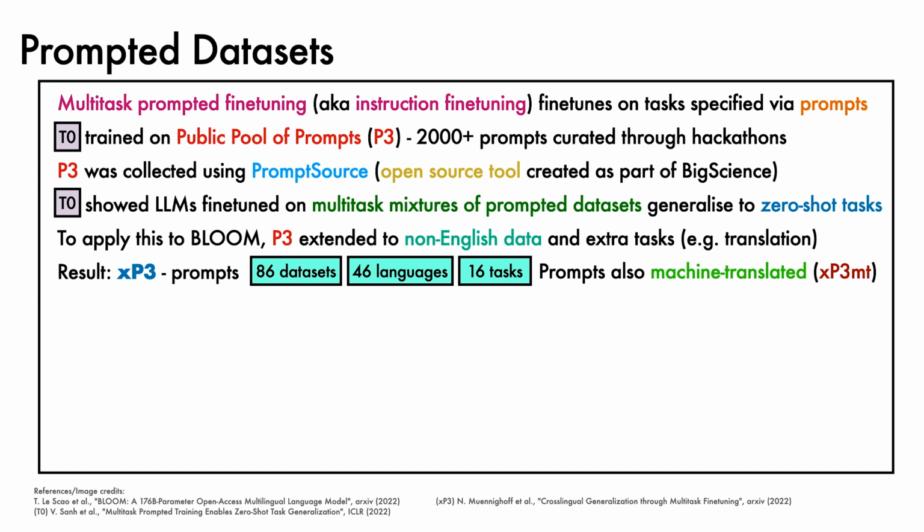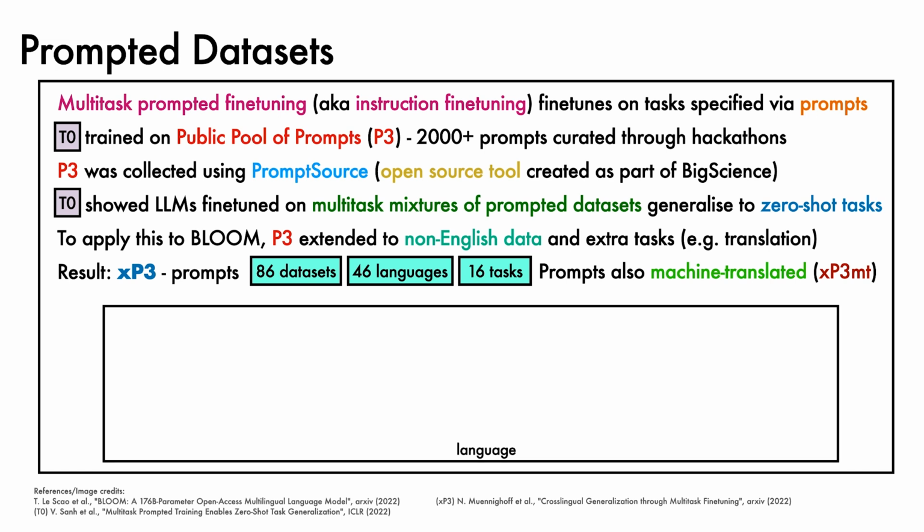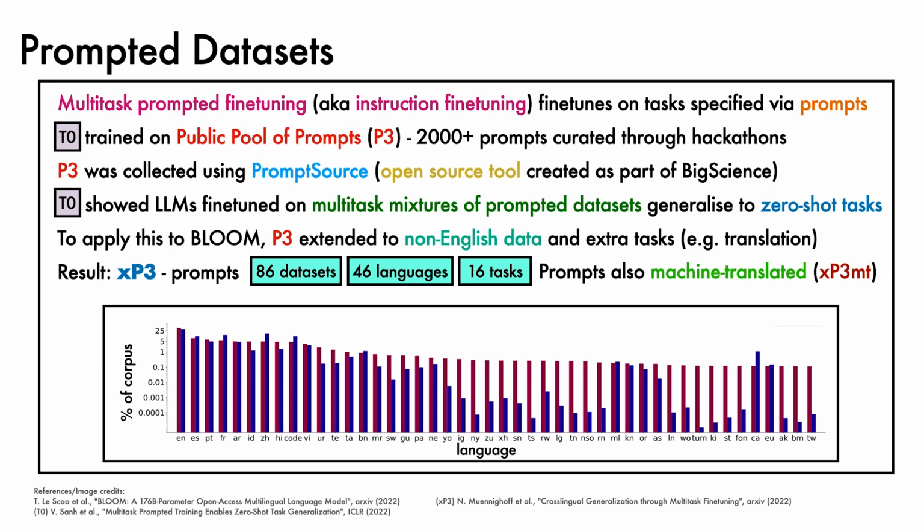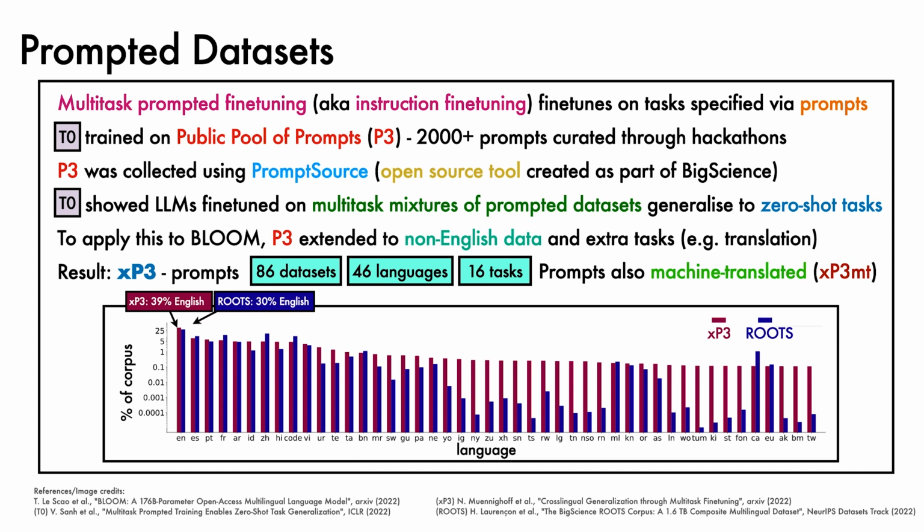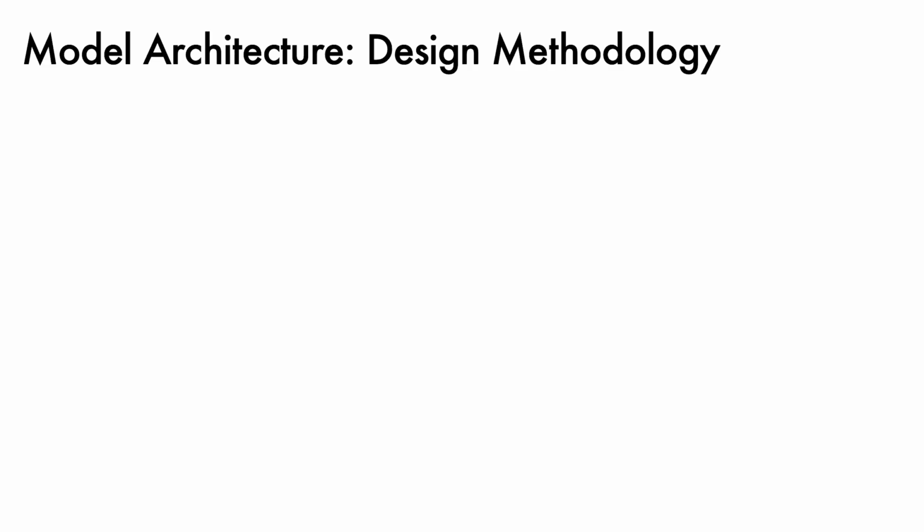We can visualize the distribution of XP3 by plotting language on the x-axis and percentage of corpus on the y-axis. Here is the result, with XP3 in maroon and ROOTS in dark blue. We see that they follow a related language distribution. At the larger end, XP3 is 39% English, while ROOTS is 30% English, while at the tail end are less represented languages like Tree. We now turn to the model architecture.